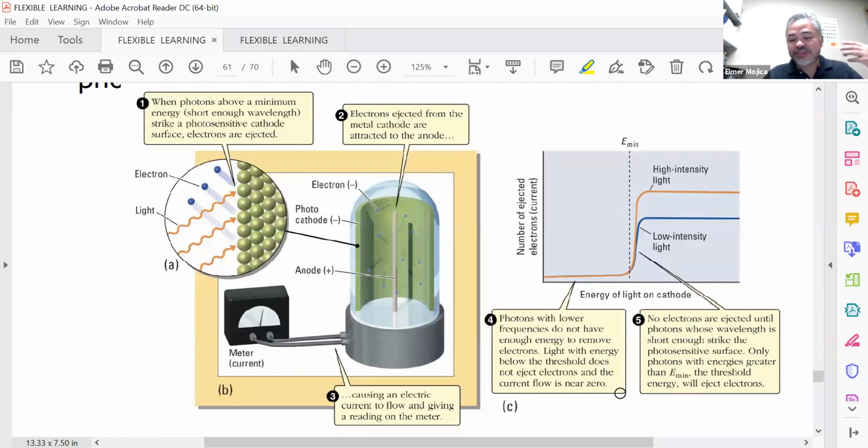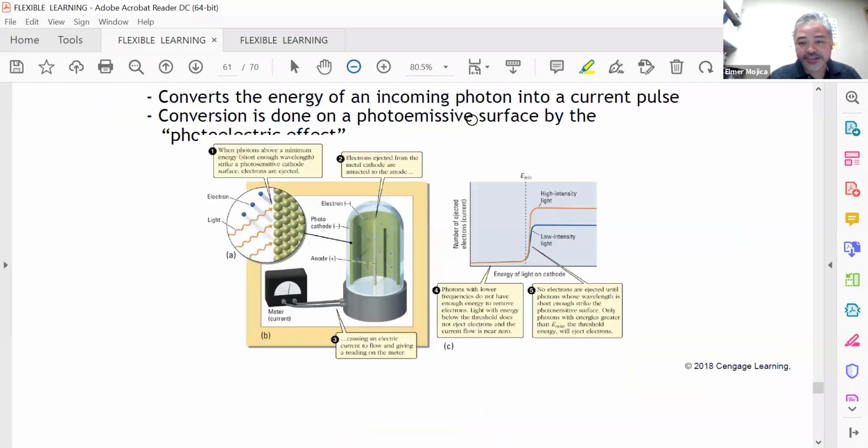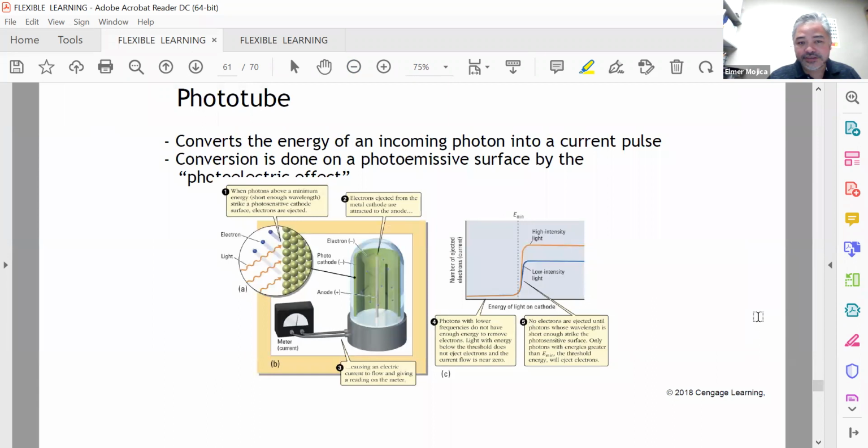So light with energy below the threshold does not eject electrons, and the current flow is near zero. So no electrons are ejected until the photons have a wavelength short enough, strong enough, or highly energetic enough to strike the photosensitive surface. And only the photons with greater energy than the minimum, the threshold energy, will eject the electron. So as I told you, this is the photoelectric effect that won Albert Einstein the Nobel Prize.